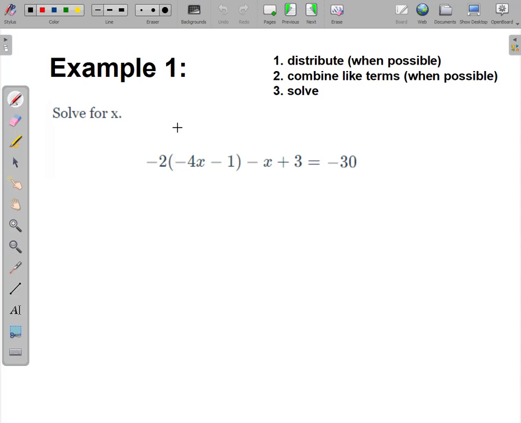Example 1, solve for x. So here's my general checklist when I want to solve multi-step equations. Number 1, I want to distribute when possible.